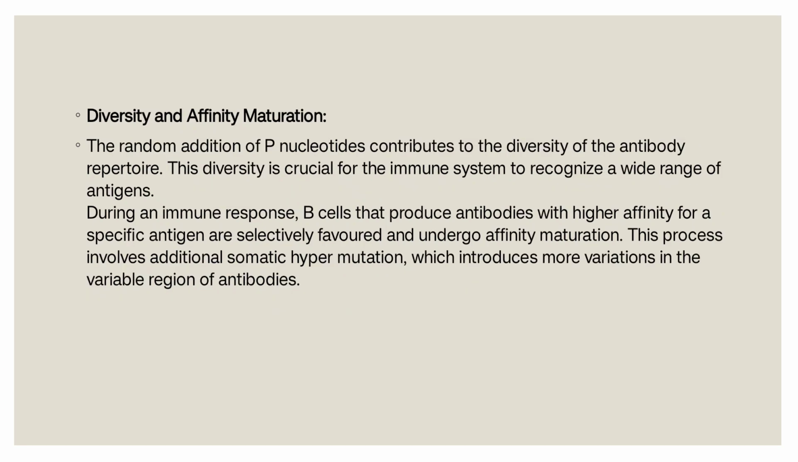Diversity and affinity maturation. The random addition of nucleotides contributes to the diversity of the antibody. This diversity is crucial for the immune system to recognize a wide range of antigens. During an immune response, the B cells that produce antibody with higher affinity for the specific antigen are selectively favored and undergo affinity maturation. This process involves additional somatic hypermutation, which introduces more variations in the variable region of the antibodies.